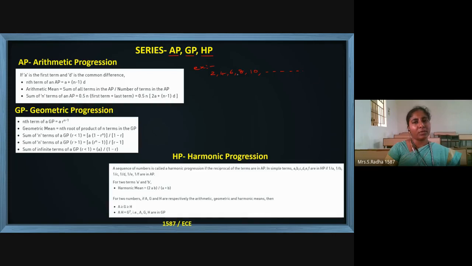That is called arithmetic progression. There will be a common difference between successive two numbers. Consecutive numbers, the difference will be very common. This is called arithmetic progression.